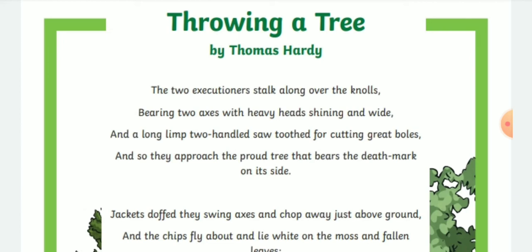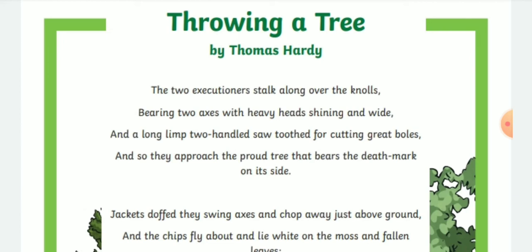The two executioners stalk along over the knolls. Here the meaning of executioner is the woodcutters; they arrived inside the forest. And the meaning of knolls is small hills. They arrived somewhere in the small hills. Another line: bearing two axes with heavy heads shining and white. They were carrying axes which were shining and white.